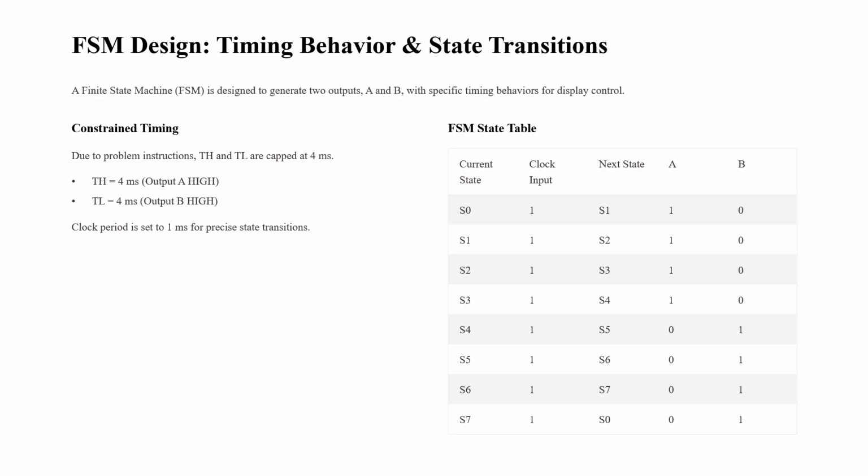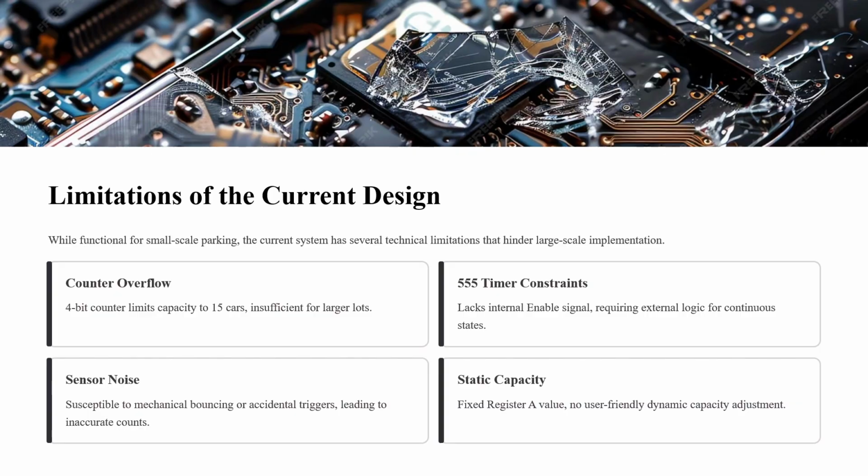In this table, we see the states S0 to S3 give A equal 1 and B equal 0. The states S4 to S7 give A equal 0 and B equal 1. The FSM works in a cyclic manner to generate the blinking signal.